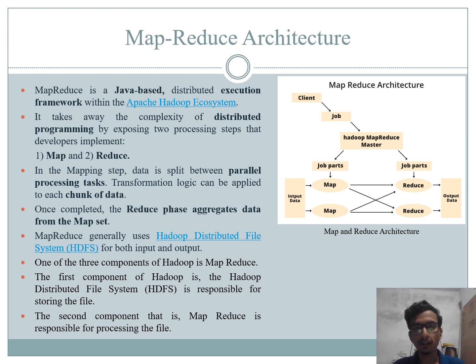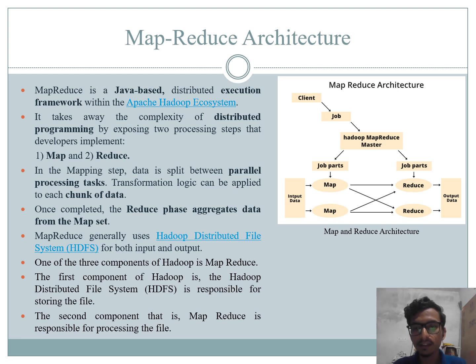MapReduce is one of the components of the Hadoop ecosystem. The Hadoop ecosystem consists of three components. The first one is MapReduce, the second one is HDFS, and the third is YARN. Okay, so we will see the MapReduce architecture. So this is the MapReduce architecture.